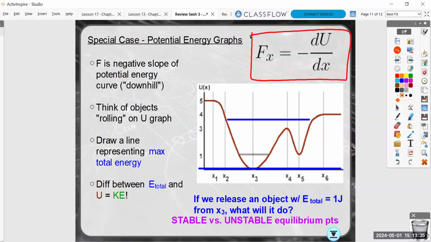No, that's one of the more important ones that's not on your formula sheet. The advantage of this is that you can look at your potential energy graph and think about it almost like a roller coaster. If I put an object at position x2, I can imagine it being on this graph. And if I put a thing on this graph and I let it go, it's gonna fall, right?